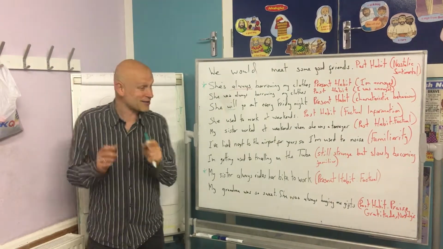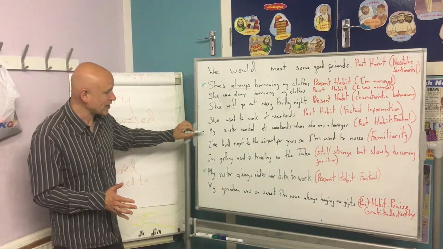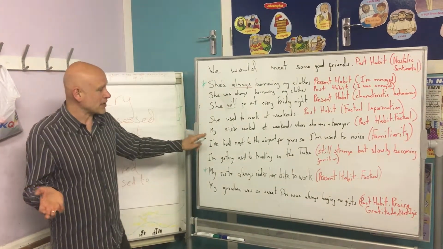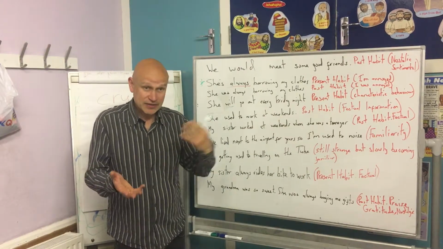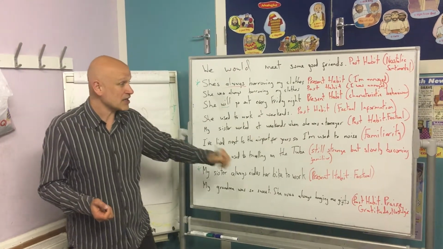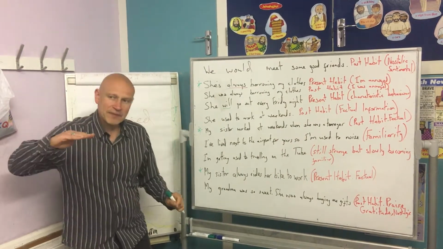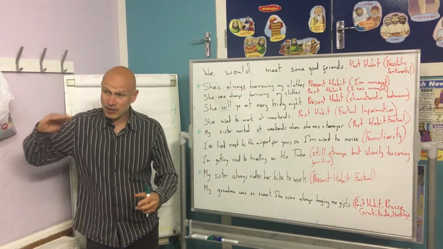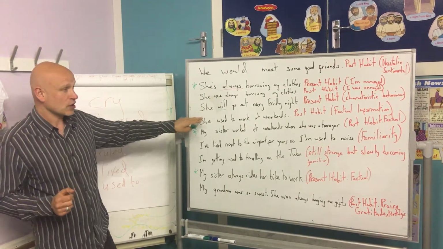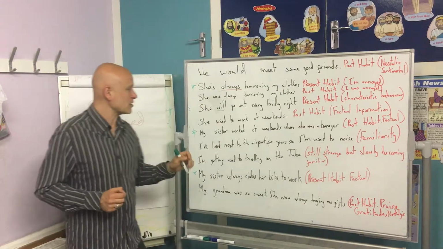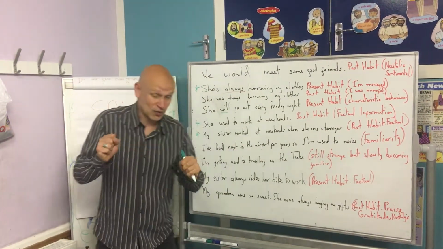Let's move on to past habit. The standard past habit is this one here, past simple. My sister worked at weekends when she was a teenager. This was a habit, she did it every weekend. It's a very factual sentence. Another way, which is a little bit more advanced, of expressing past habit is to use used to. It's also very factual, past habit. She used to work at weekends, past habit, factual.